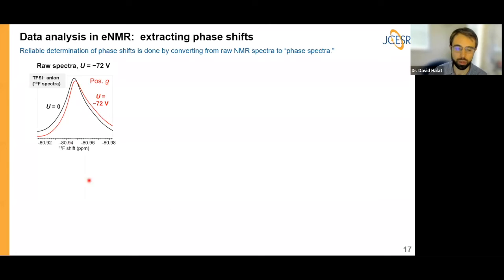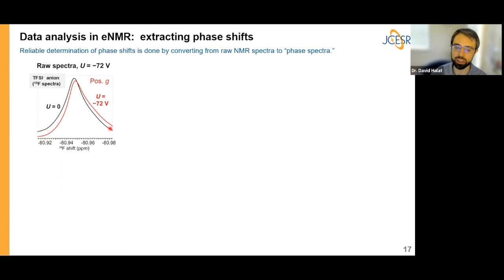So on the left, what I'm showing here is the raw fluorine NMR spectra obtained on an electrolyte, where this peak corresponds to the fluorinated TFSI anion. And first, one can only ever calculate a relative phase shift. So typically what's done is to compare two different spectra, one of which is recorded with no electric field, shown here in black, and a second spectrum where an electric potential has been applied, here shown in red.